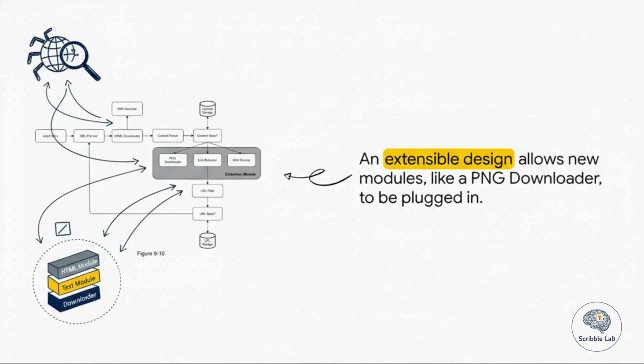And what about the future? The web isn't just text and HTML anymore, right? So to make the system extensible, you build it with a modular design. This diagram shows it perfectly. If, down the road, we decide we also want to start indexing images, we can just build and plug in a new PNG downloader module. We don't have to go back and re-architect the entire system from scratch.